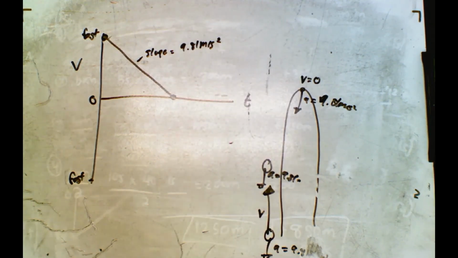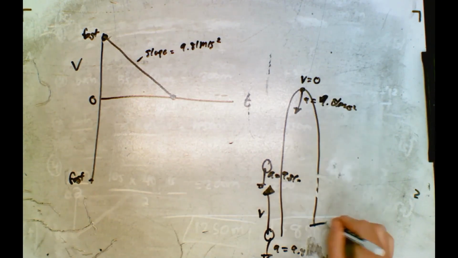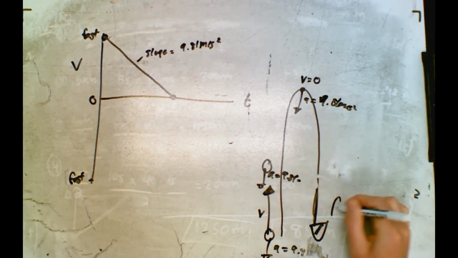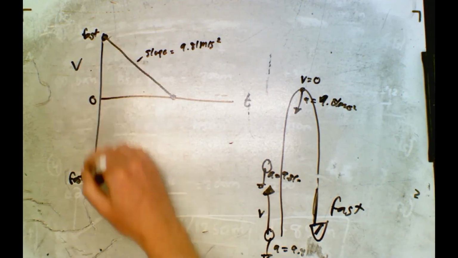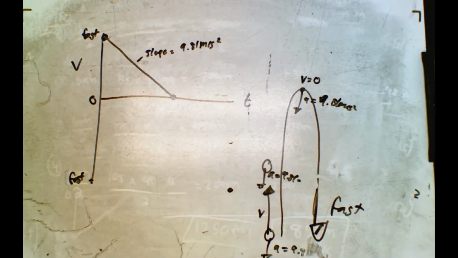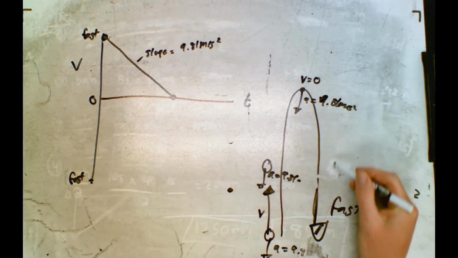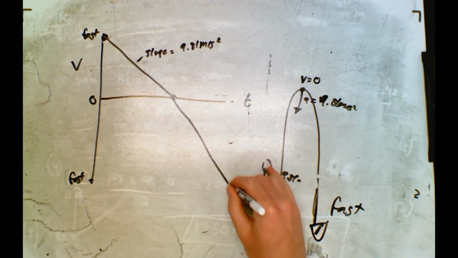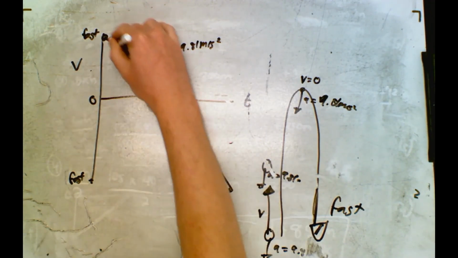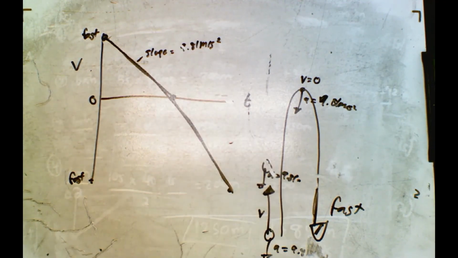Then on the way down, here it stopped, and then here it's going fast again, right? But it's going fast downwards. So this is upwards, this is downwards. So this would be fast downwards. And what's my acceleration the whole time? Well, it's still 9.81, negative 9.81, downwards. So my slope actually doesn't change. It's just one constant line.